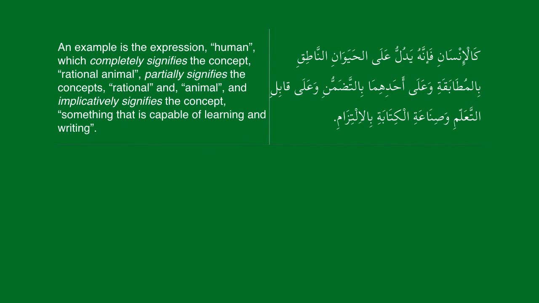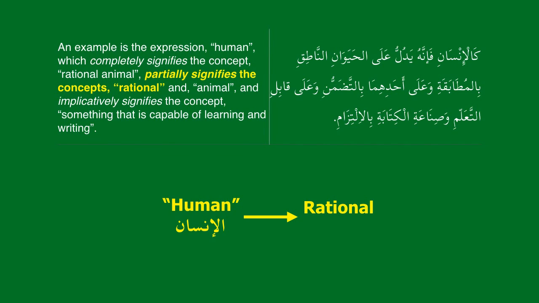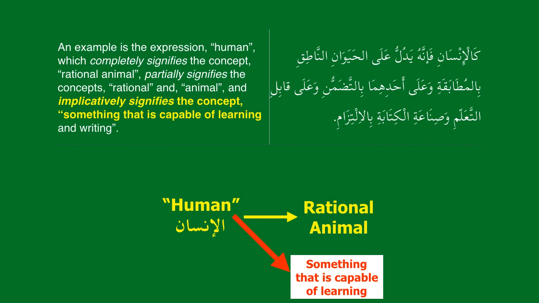Now, when we read his words, they'll make sense to us. So he says, an example is the expression human. This expression completely signifies the concept rational animal, partially signifies the concepts rational and animal, and implicatively signifies the concept something that is capable of learning or something that is capable of writing. And this is what we just used to illustrate. So if you now review what he wrote from beginning to end, it should make sense to you, and you should go back and reread his words in light of this lesson.